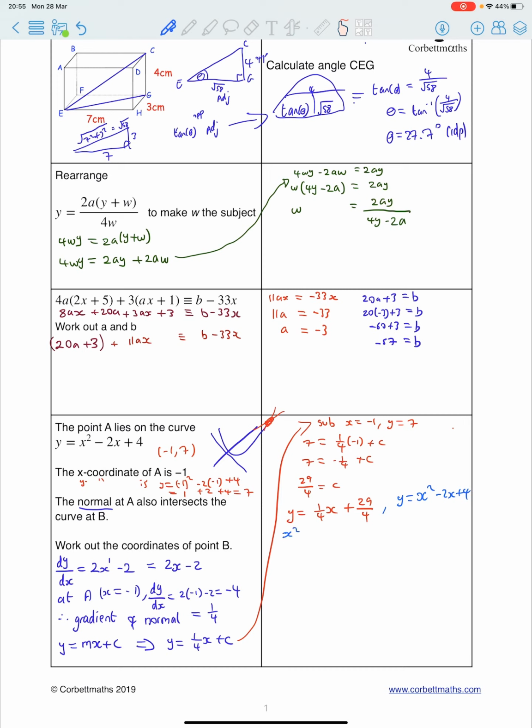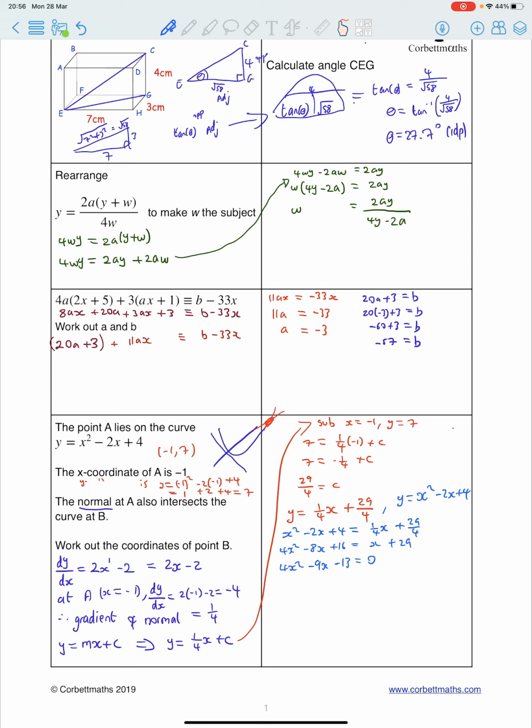So we have x squared minus 2x plus 4 is equal to a quarter x plus 29 over 4. Now, I don't know about you, but I'm not liking these fractions. So I'm going to multiply everything by 4. So I get 4x squared minus 8x plus 16 equals x, because a quarter times 4 is just 1, plus 29. Taking everything to one side, I get 4x squared minus 8x minus x is minus 9x. 16 minus 29 is going to be minus 13. And that's going to equal 0.